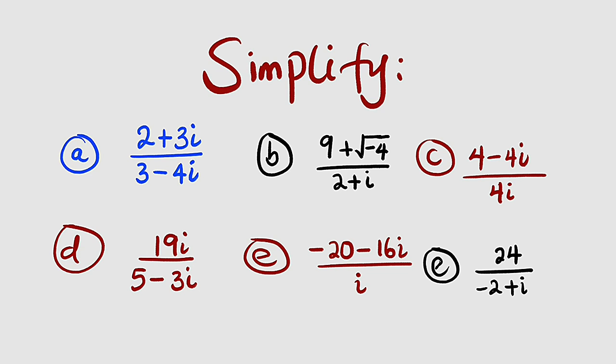Dividing complex numbers is as simple as rationalizing the denominator, and you can do that by multiplying that denominator by its conjugate. And you have to multiply the numerator by the same conjugate for equivalency. So we have 6 problems here. I will try the first 3 ones and you try the rest. Okay, let's start with the first one.